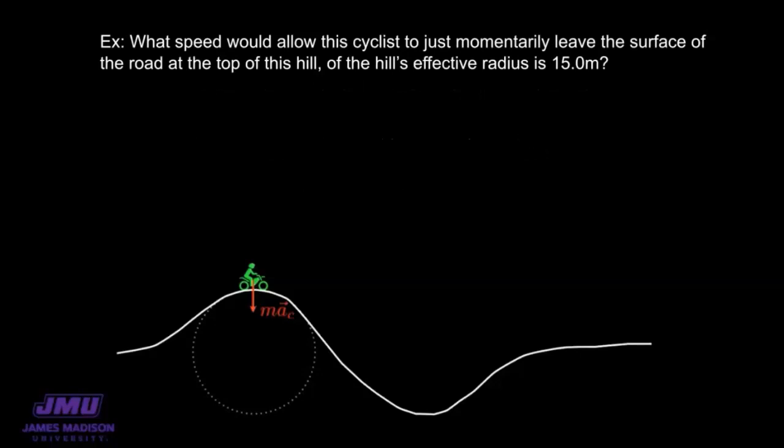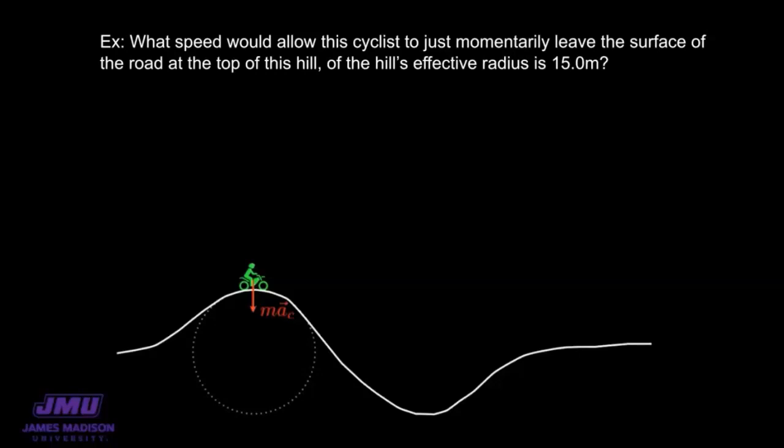So the way a question like this might be worded is something like this. This motorcyclist is riding over the top of this hill. The top of the hill approximates a circle for at least part of the path there. How fast does this person have to be going so that they just barely leave the road at the very, very top of the hill? They lose contact with the road just for the briefest of moments, just at the top of the hill. They give us the effective radius of the circular path there is 15 meters.